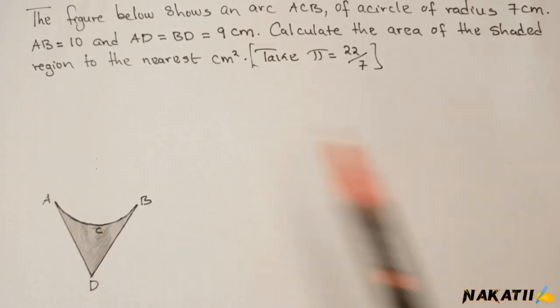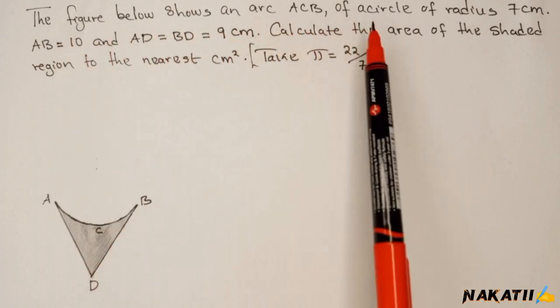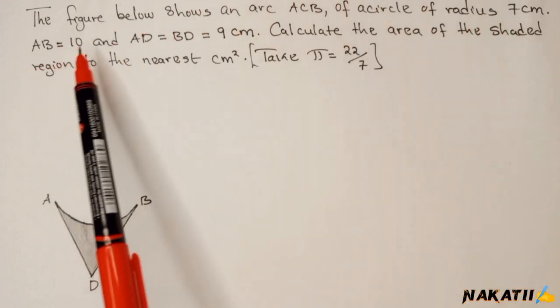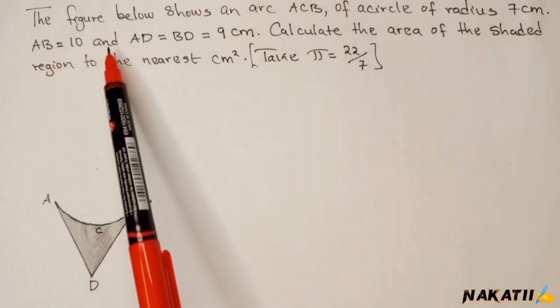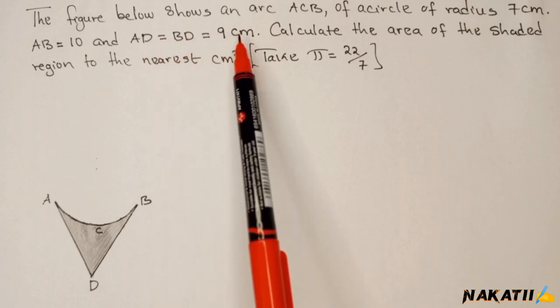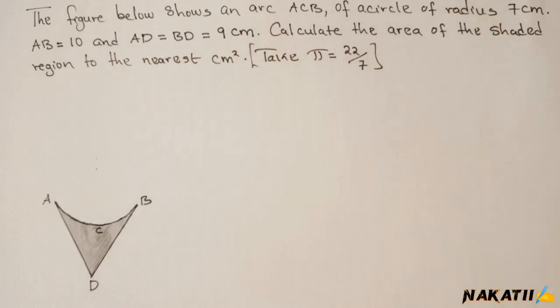It says the figure below shows an arc ACB of a circle of radius 7 centimeters. AB is equal to 10 and AD is equal to BD, which is 9 centimeters. Calculate the area of the shaded region to the nearest centimeter squared.